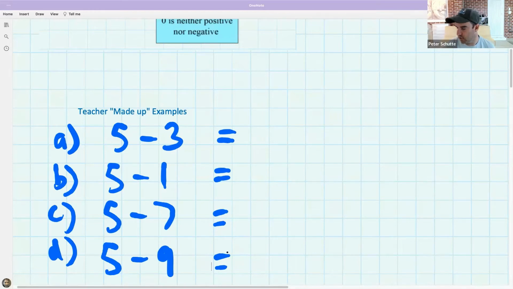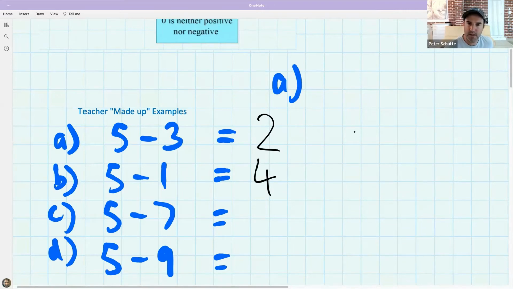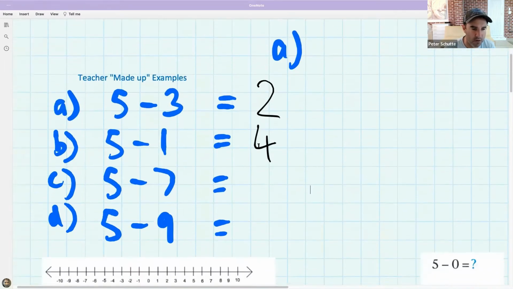Now, once you've done it, can you pop your answers in the chat? All of them at once. Just put the A, the B, the C, and the D all at the same time. So 5 minus 3 is 2. 5 minus 1 is 4. And then 5 minus 7 starts to get a bit interesting. And so does D. What we normally do to think about this is we just use a number line. In fact, let me bring the number line from up here. Where did I put it? Maybe it's just below here. Oh, there we go.